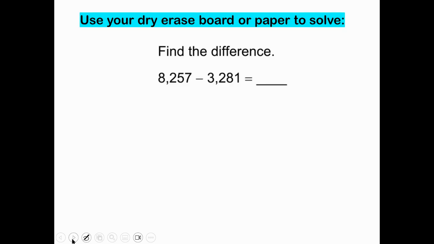All right, let's go to the next one. Another one that is lined up horizontally, but I'm going to flip it and make it vertical.